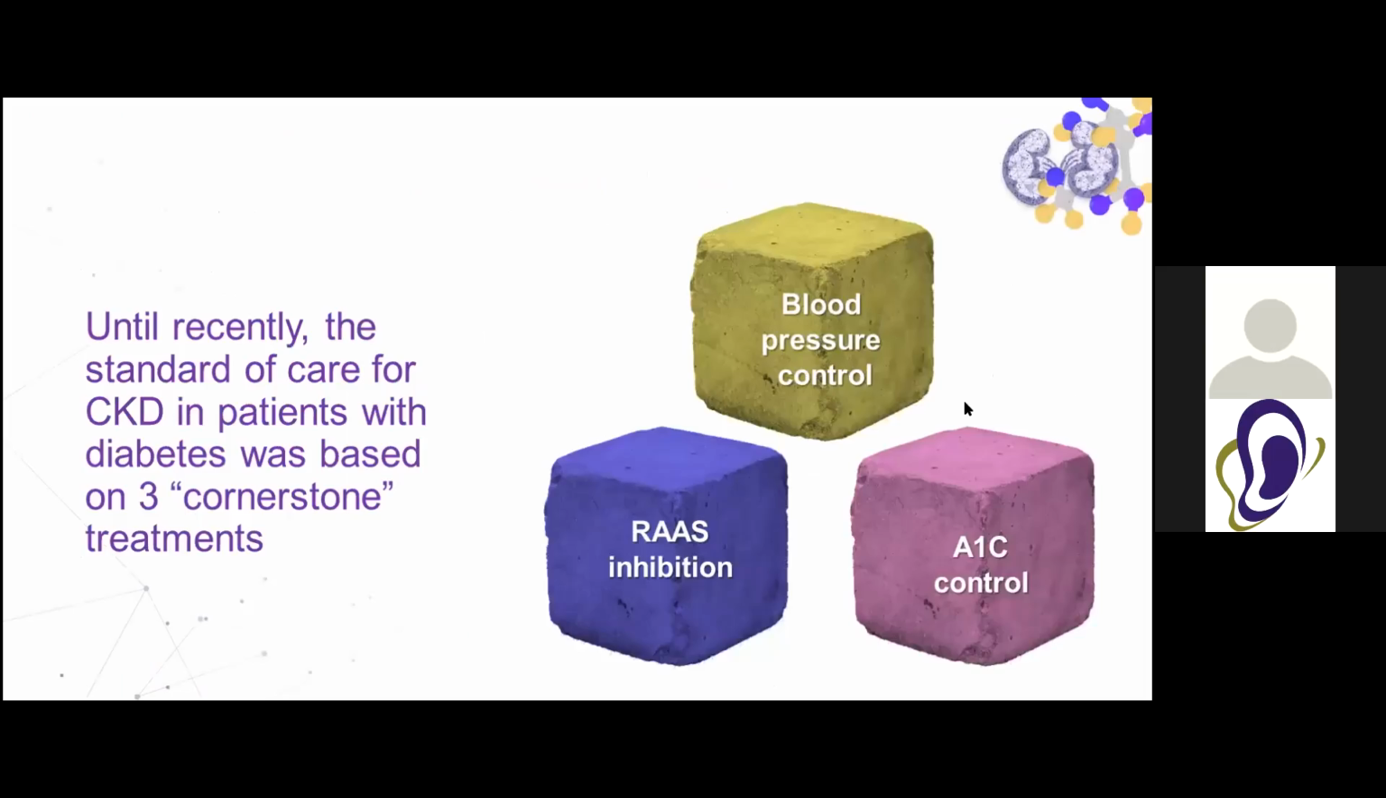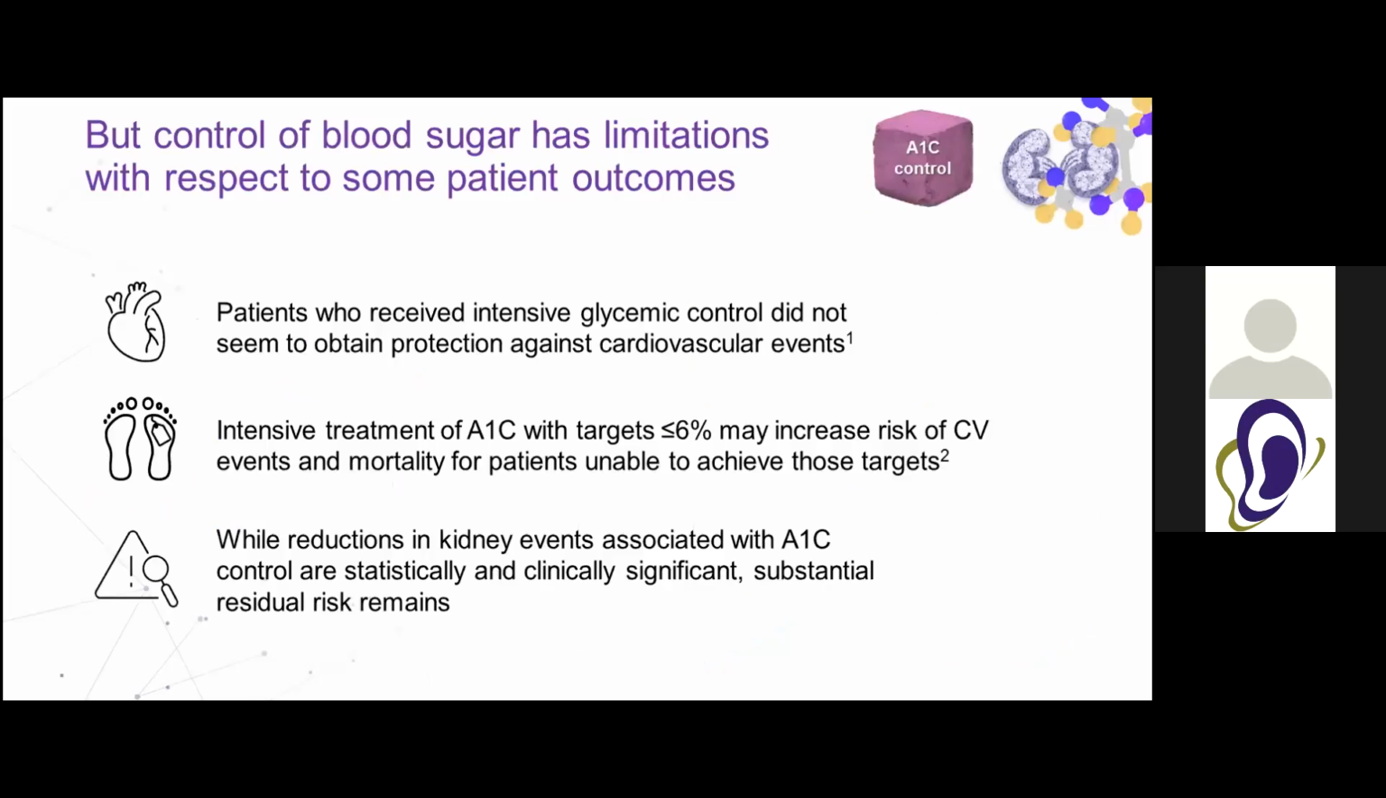And so this is really a moral imperative. Until recently, the standard of care for people with diabetes was based on 3 cornerstone treatments: A1C control, blood pressure control, and RAAS inhibition. But control of blood sugar has limitations with respect to some of the patient outcomes.